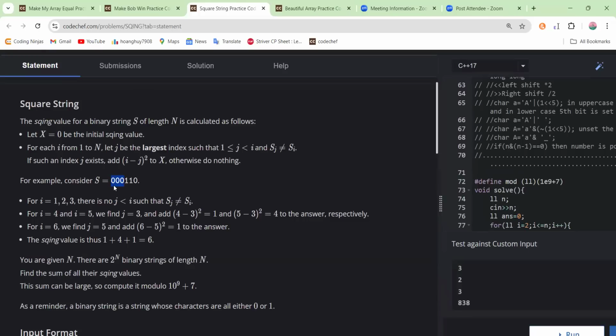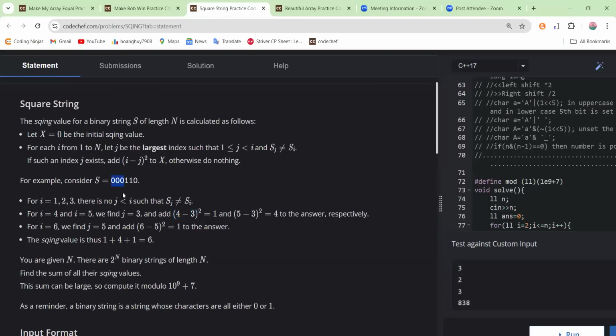Okay. So for example, if you consider this, for i equals 1, 2, 3, there exists no index j. See, j lies towards the left of i, that is, j is less than i. So there does not exist any index j to the left of these particular indexes for which the characters are not equal. So they will contribute nothing to the squing value. Similarly, for i equals 4, we have 3 possible j values, isn't it? So the squing value will be (4 minus 3) square.